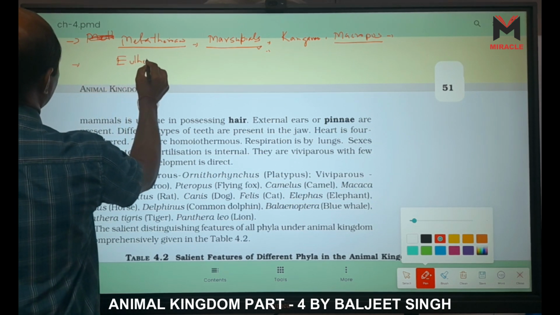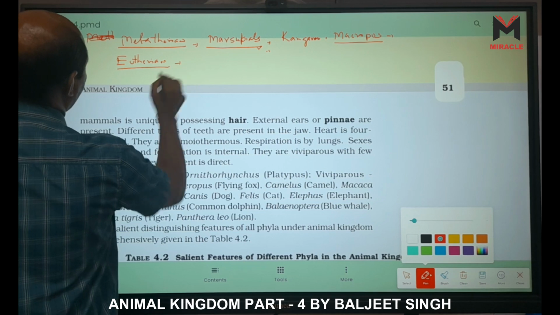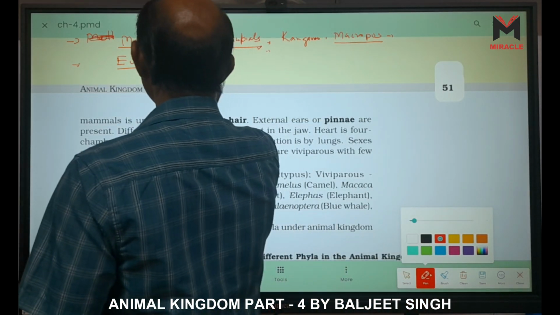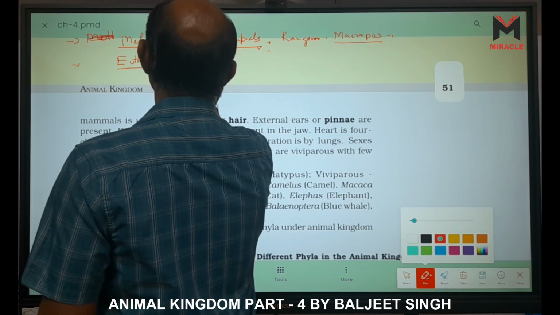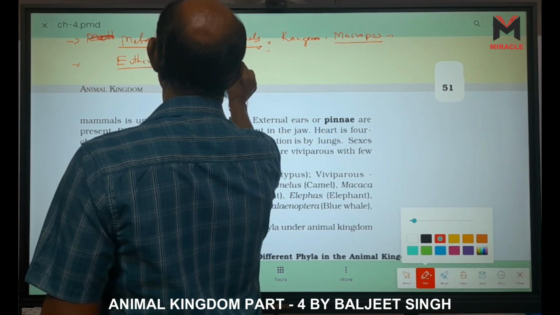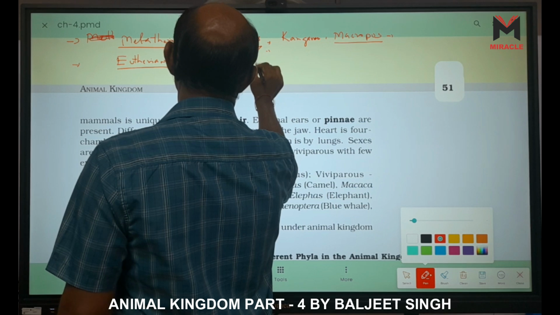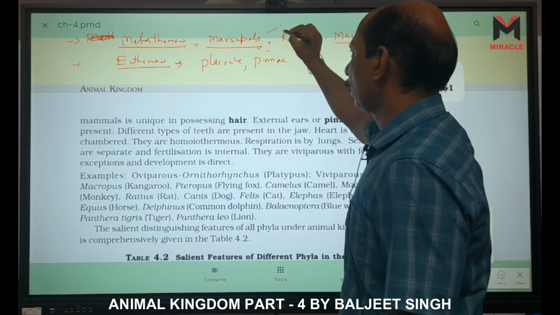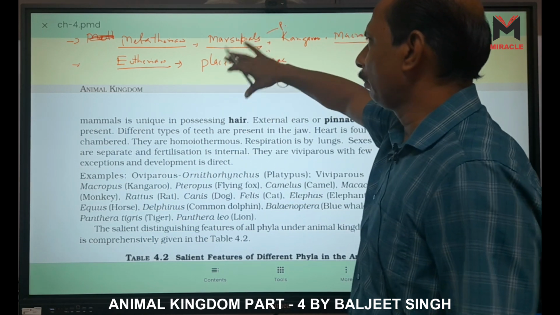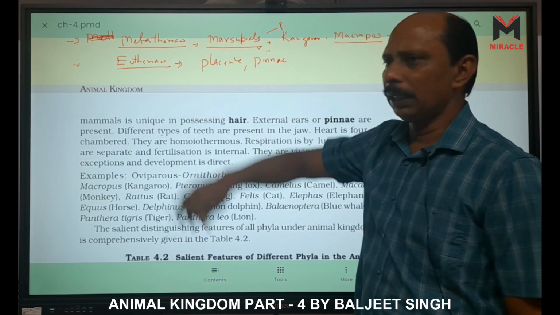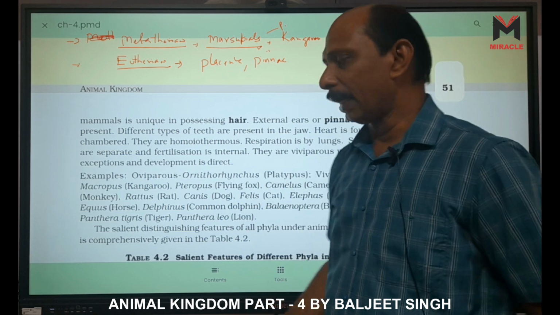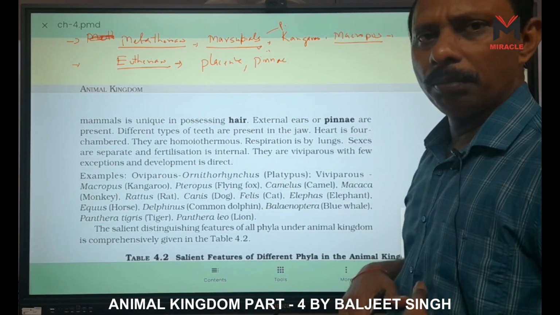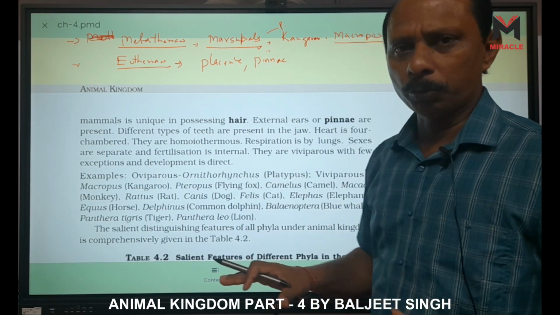eutherian. Eutherians are well developed, fully developed mammals. So they have a well developed placenta. They also have pinna. Pinna is also present in marsupials, right? All the other characters are the same, but one thing is there: in metatherians they have a marsupium bag-like structure, and the undeveloped young one sleeps in this marsupial bag. But eutherians have no marsupial bags.